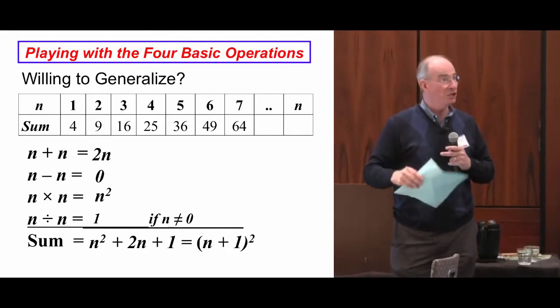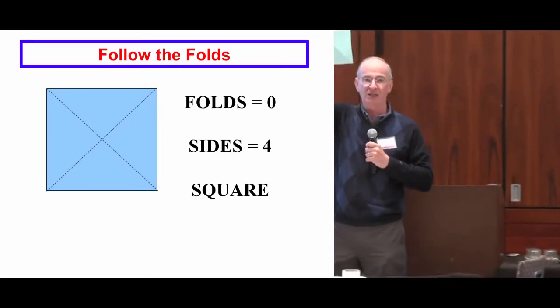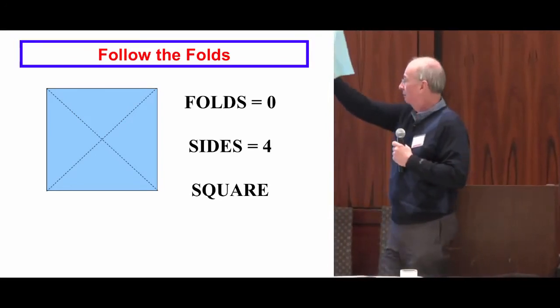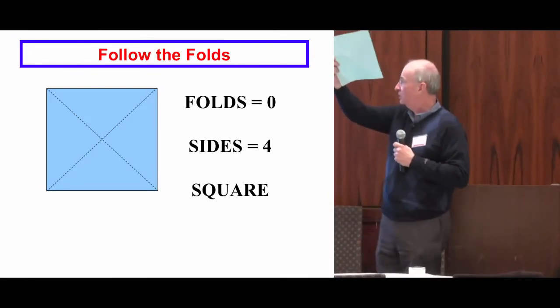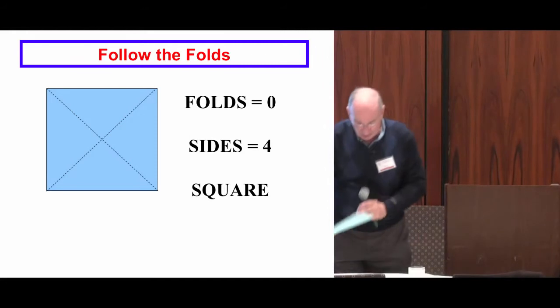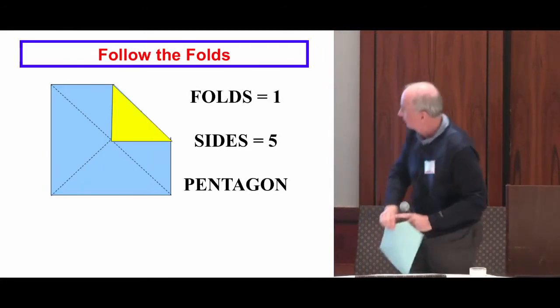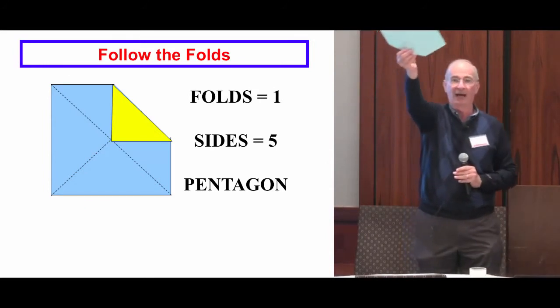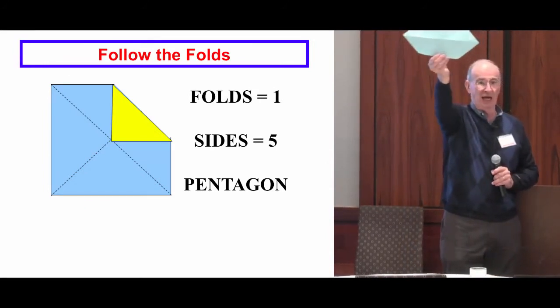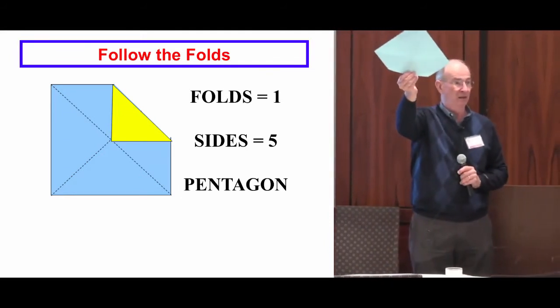Now, you like that one so much, I have a second. I have a piece of paper. It has 4 sides. There are no folds, so it's a square. Now I'm going to fold it once. I'm taking the corner and folding it into the middle. And with one fold, I now have 5 sides. It's a pentagon. Not all pentagons have to be regular.